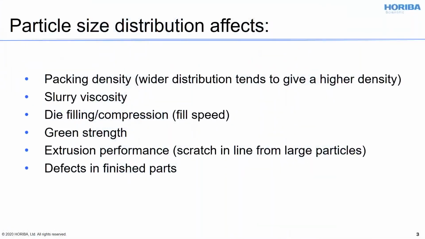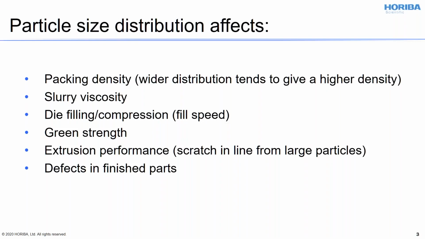For ceramics, particle size distribution really affects, I guess the primary one is packing density. I'll have a slide about this shortly, but basically a wider size distribution tends to give you a higher packing density. This is going to lead to some of the strength improvements I'll mention further down. The second, of course, is if you're working with a slurry, your slurry viscosity, density, and so on are going to be affected by the particle sizes that make up the slurry.